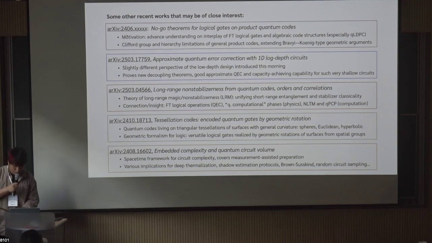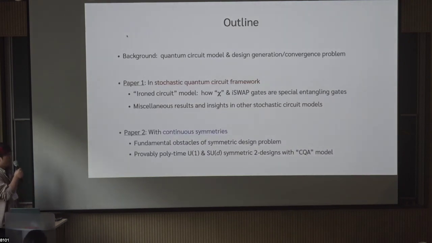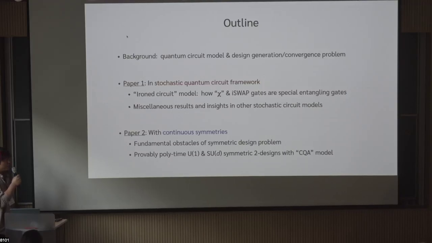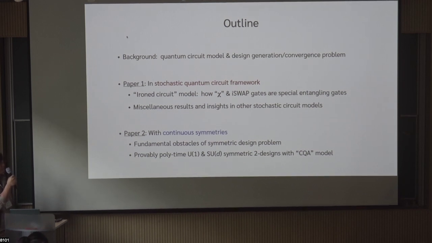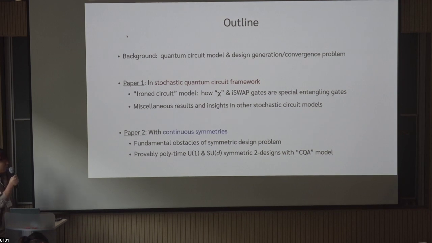And for this talk, this is the outline. First of all, this talk will be a bit more on the mathematical side of the random circuit story, and I look forward to learning more about the physical perspectives from you guys. And so first, the central element of the work is a quantum circuit model and the design generation or convergence problem. We've heard about some definitions in the morning, so hopefully I can be a little faster with the background.